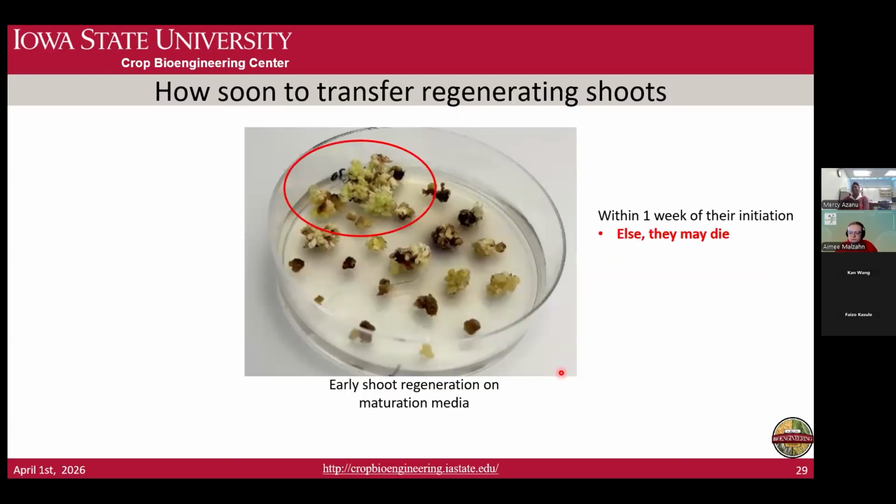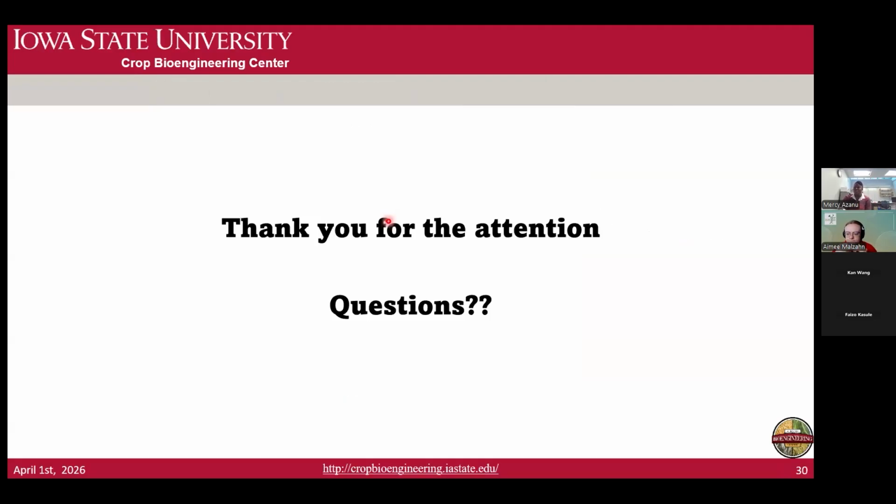And the other thing that Faisal addressed is at what stage you should move your regenerating shoots to rooting media. So like in this plate, the moment you start having the leafy shoots appear on your callus, we advise that you move them immediately, like within 2 or 3 days, just so that they look green and nice at this stage. Shortly after that, they start to die off, and you don't want to lose your shoots after all the tissue culture. So this is a very important step as well. So thank you. And if there are any more questions, we would like to address them.